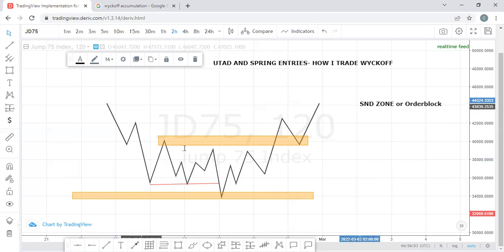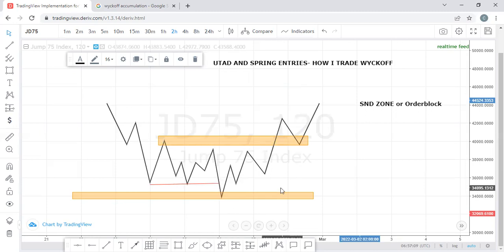So when I see this schematic playing out, I'm seeing my PS, my secondary sellers climax, automatic rally, secondary test, spring, all of that. I am targeting the order block below for my entry, because the market is going to do this.